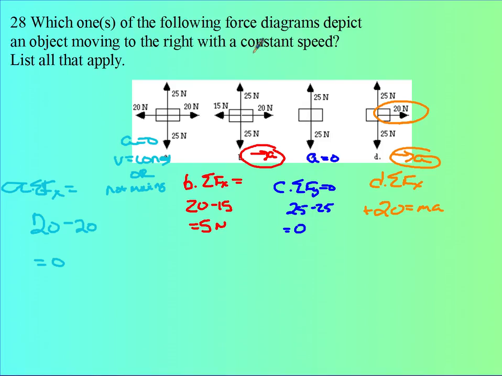So I guess to answer the question, which one's moving at a constant speed? The only one moving at a constant speed is possibly A, because there are no net forces. I guess there could be. This one could be moving to the right. This could be an ice skater skating on ice, encountering no friction. She's already got a velocity, so she could be moving at constant velocity to the right.